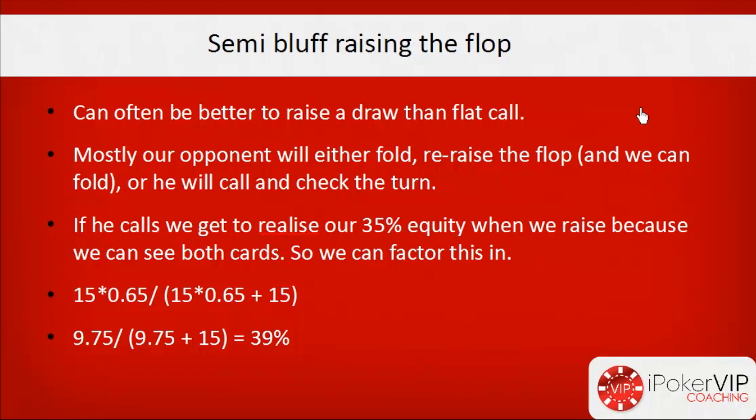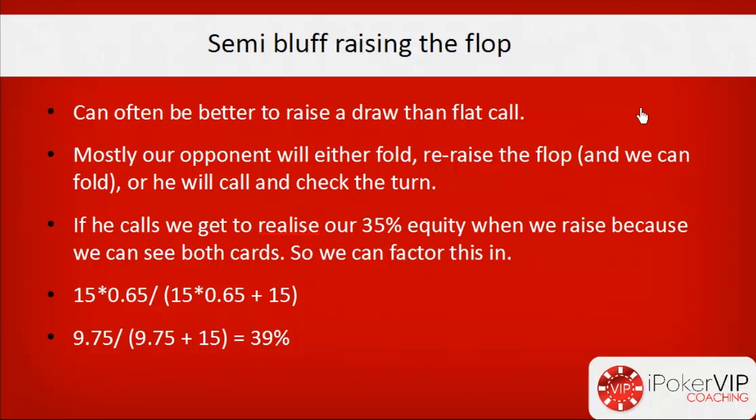We're risking 65% of that 15, because of course, 35% of the time when he calls, we're going to manage to hit by the river. We're not really focusing on implied odds here, even though when we do hit, we might be able to squeeze out a little bit of value. We just want to see how it affects the fold equity equation.